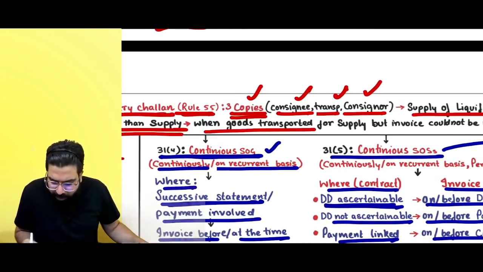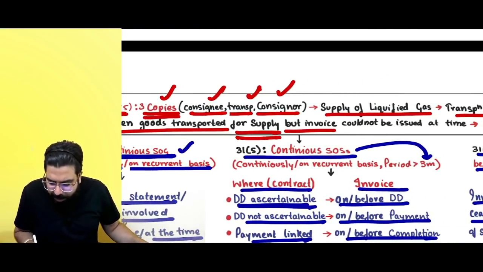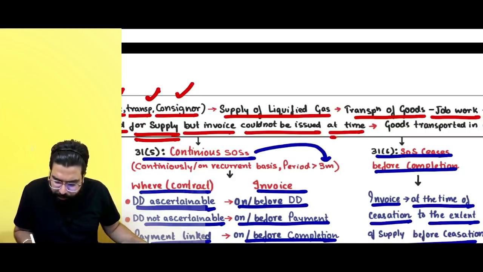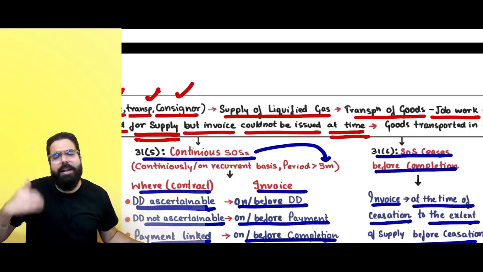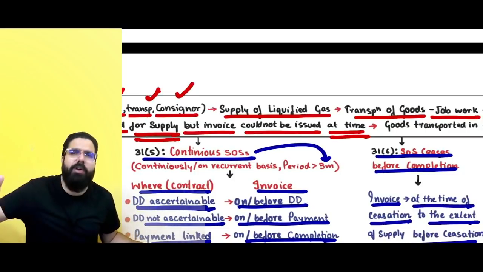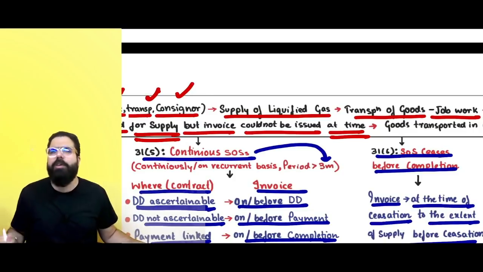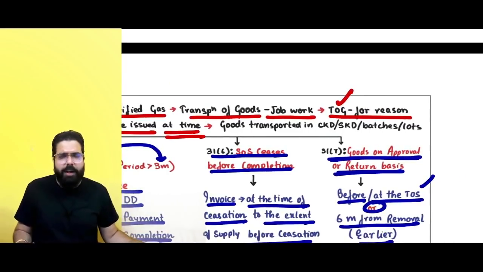any reason other than supply, might be you are sending it for approval. When goods are transported for supply but the invoice could not be issued at that time, you are sending the goods for supply only, but when you are sending, you could not raise the invoice, so send it along with a delivery challan.